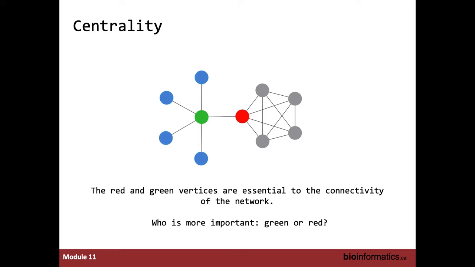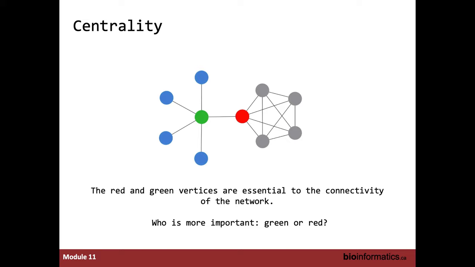How about from the green's perspective? Maybe the green is more important because it's the only thing linking the other ones together, whereas with the red, if you were to get rid of the red, it does not have access to the green, but the other four. Yeah, it really depends. The answers are both kind of right. Red and green have their different levels of importance here.